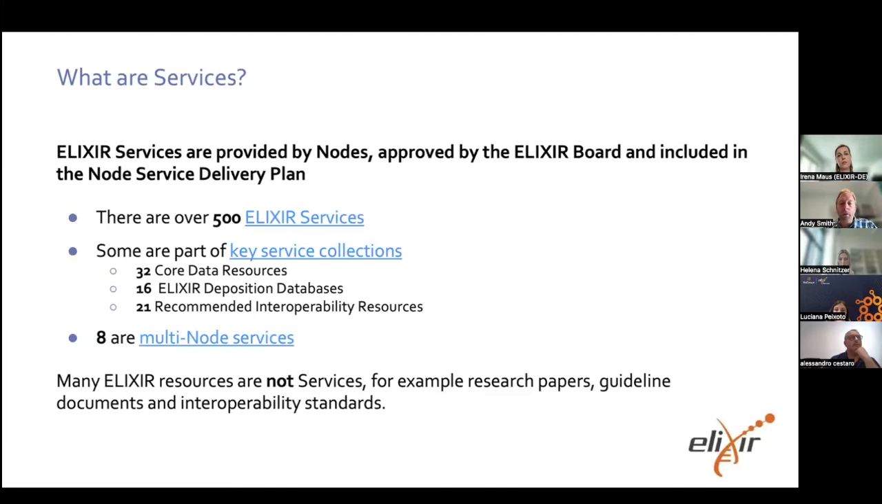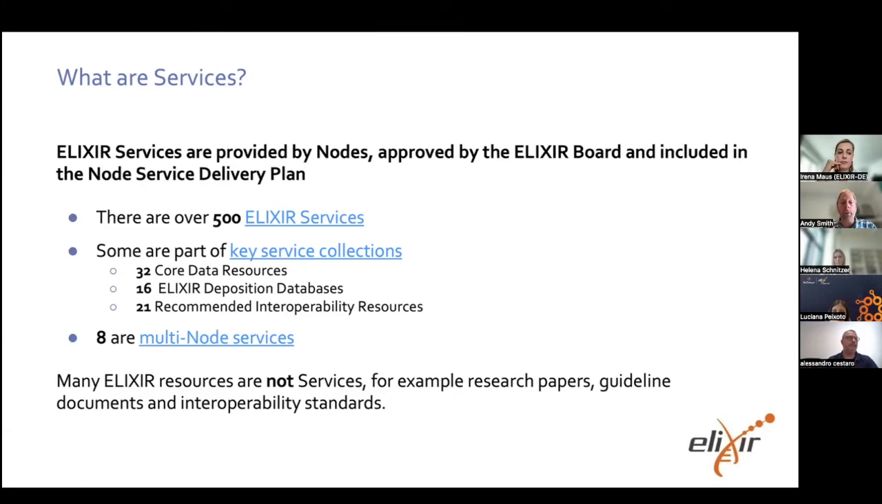And then just to remind you of the fact that our nodes in Elixir provide the services. When a node is created, the services that it would be offering to the community, whether that's databases or training or compute, that's described in what's known as a service delivery plan. That's an annex of a collaboration agreement signed between the Elixir Hub and the Elixir node. And that gives us the basis to transfer budget to Elixir nodes as well.